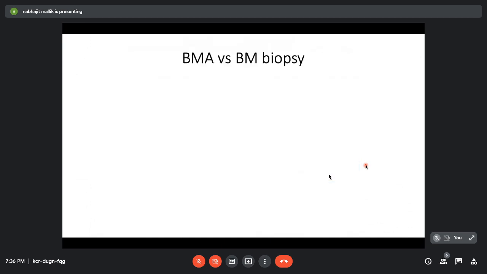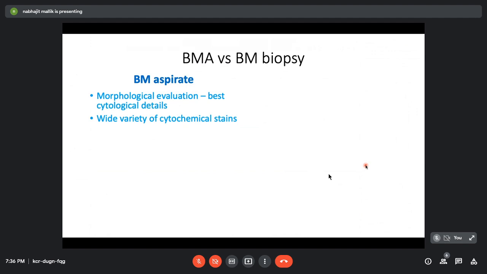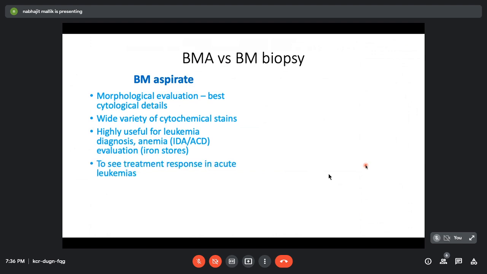Now let's come to the relative advantages of bone marrow aspirate versus bone marrow biopsy. As we learned last time, the best cytological details can be elicited from the bone marrow aspirate, and a wide variety of cytochemical stains can also be performed on it. They are very useful for leukemia diagnosis, and also for anemia evaluation, because iron stores can be measured by performing the Perls stain on these bone marrow aspirates. Again, to see treatment response in acute leukemias, we don't really need a bone marrow biopsy. A bone marrow aspirate is enough.